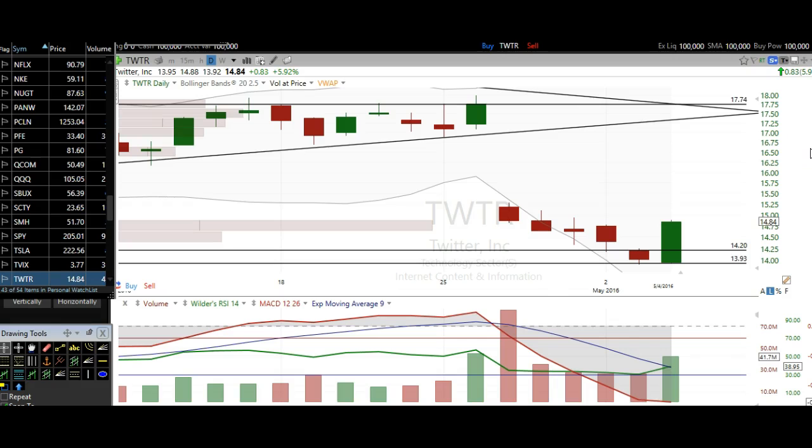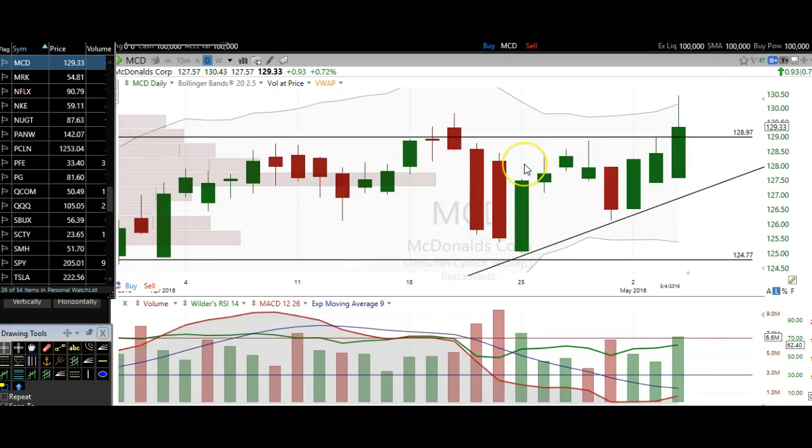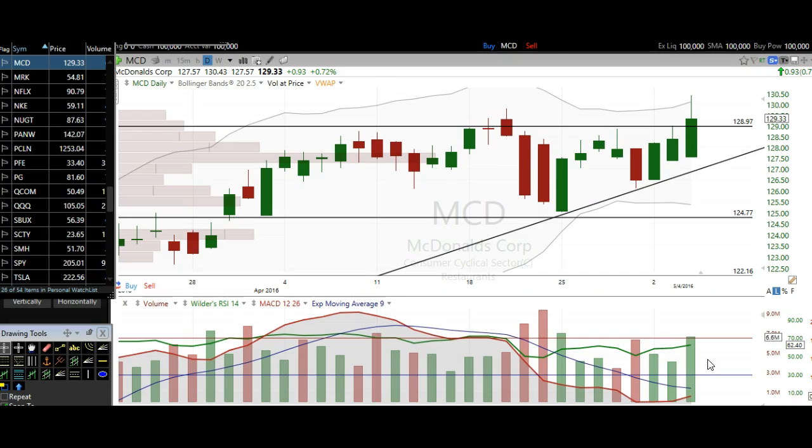Next, I want to cover McDonald's. So McDonald's, we did close above resistance here, and we did so on some nice bullish volume right here. MACD looks like it wants to cross bullish right here. The MACD is the red line, and the blue line is the signal line, and then that green line is the RSI right there. So it looks like MACD wants to cross over bullish.